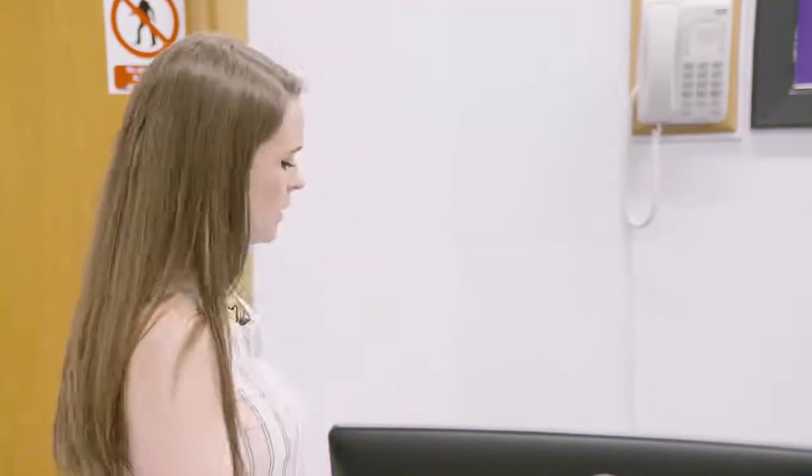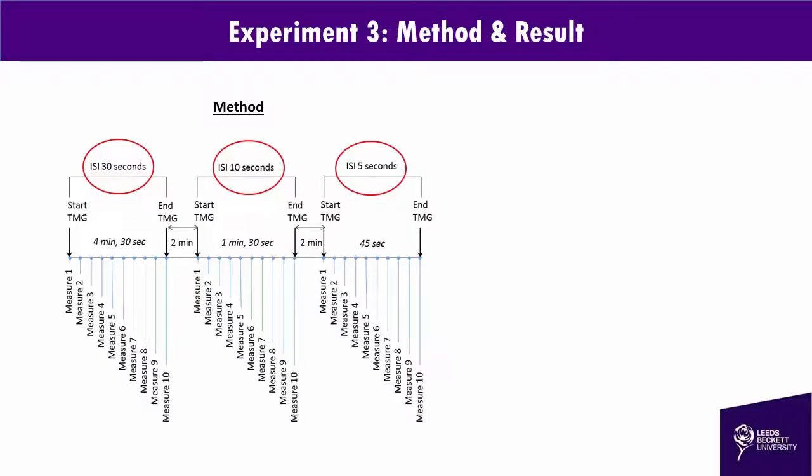So the final study was the effect of interstimulus time on displacement and contraction time. In this scenario, we're looking at 30 seconds, 10 seconds and 5 seconds. And again, everybody got all conditions. We've got 10 repeated measures with the specific interstimulus time, and a nice washout period in between the two as well.